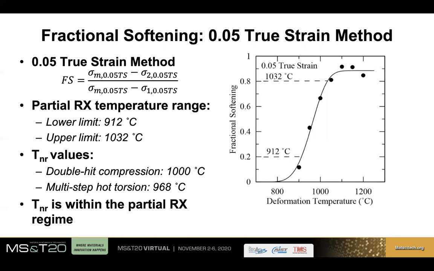Plotting fractional softening versus deformation temperature, we see the plot on the right, and this follows approximately sigmoidal behavior. We have a temperature region of partial recrystallization bounded by 1032 degrees at the upper limit and 912 degrees at the lower limit. If we recall our TNR values from double hit compression of 1000 degrees and multi-step hot torsion of 968 degrees, we see that TNR lies within this temperature region of partial recrystallization. So not necessarily at the transition from complete to incomplete recrystallization, which would be around 1032 degrees C from the 0.05 true strain method, but somewhere within the partial recrystallization regime.